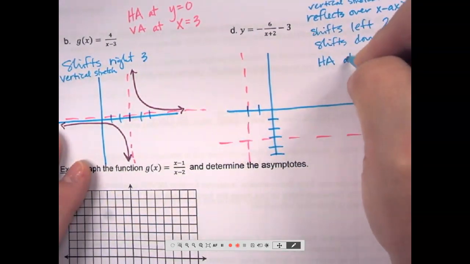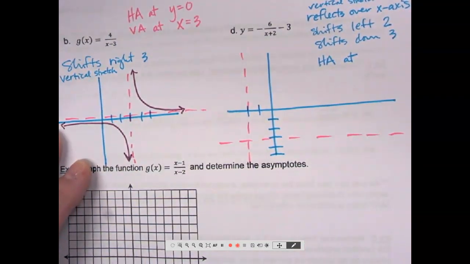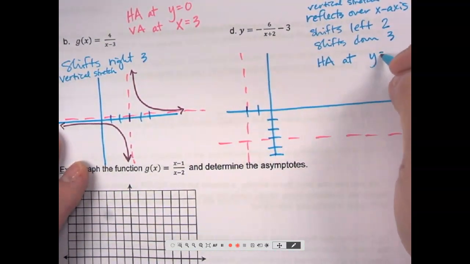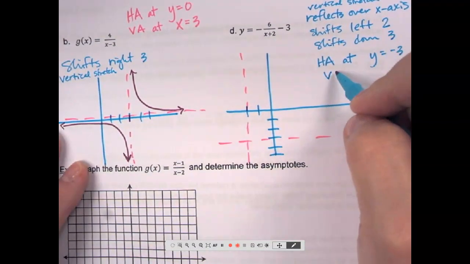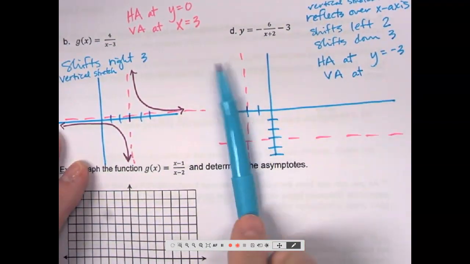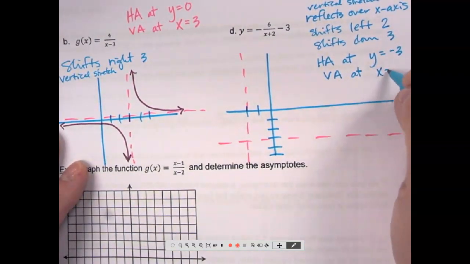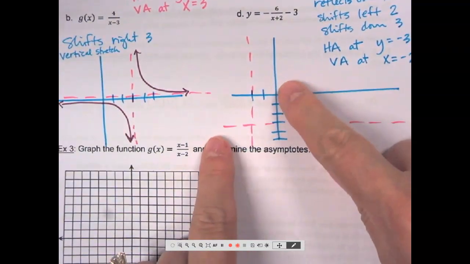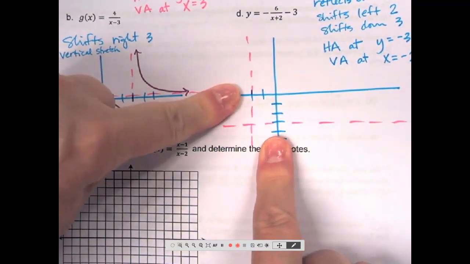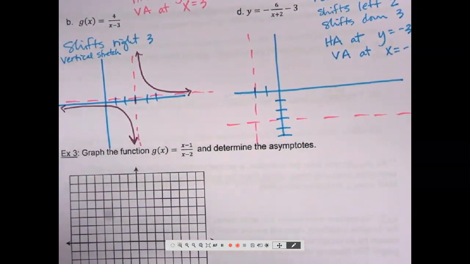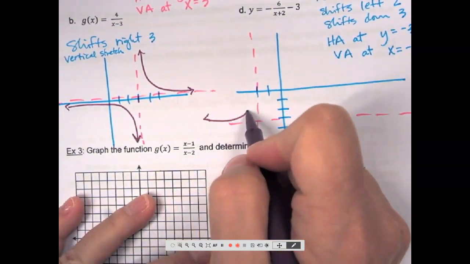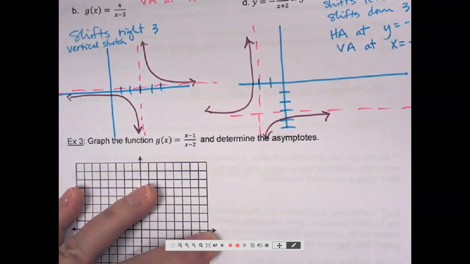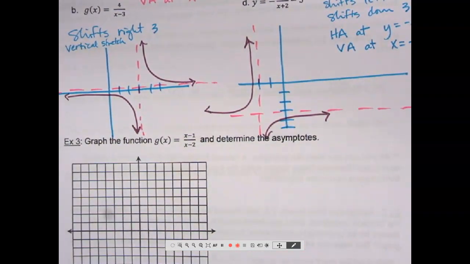Horizontal asymptote at what? What's that line? Y equals negative 3. And then there is a vertical asymptote at x equals negative 2. And normally my curve would still be within like these 2 quadrants, but remember we flipped it. So now it's actually here and here. Kind of ran out of room there. Kind of fun to graph.